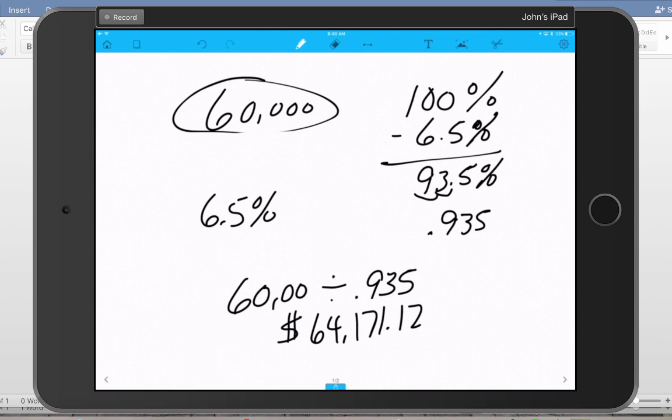That will give us our answer of $64,171.12. And for testing purposes, they normally, most of the time, will round up or down. If not, they will give you this exact answer as you see. So it's $64,171.12.